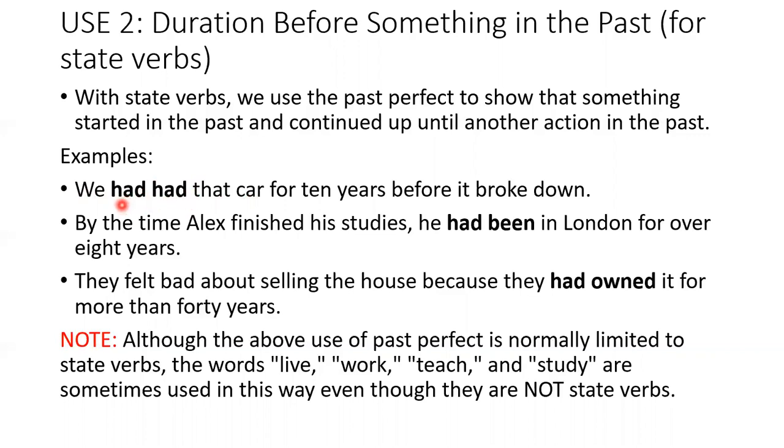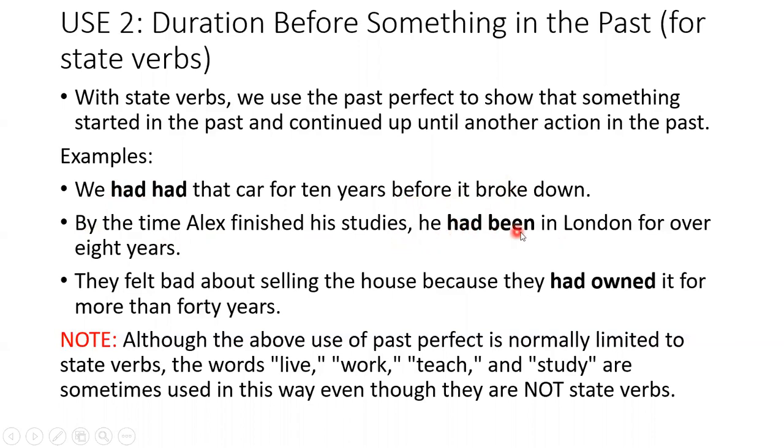Why did we use the past perfect in the first place? Because this is something that happened before another point in time in the past. The car broke down, and so the breaking here is in the past, and something happened before that breaking, which is the ownership, having the car. Okay. By the time Alex finished his studies, he had been in London for over 8 years.